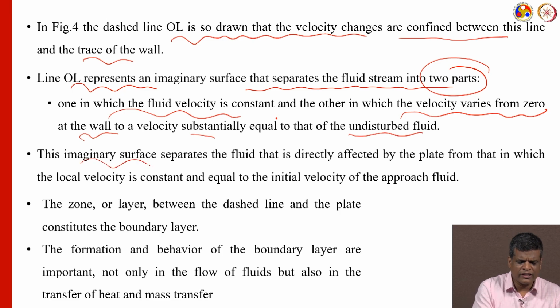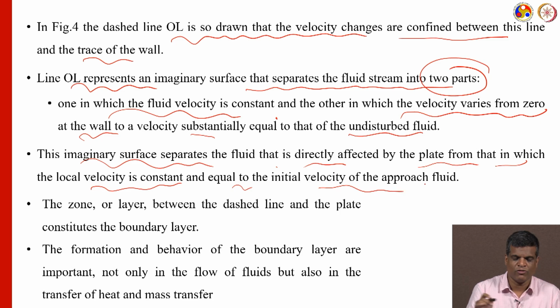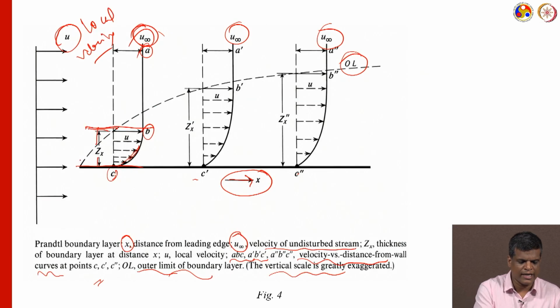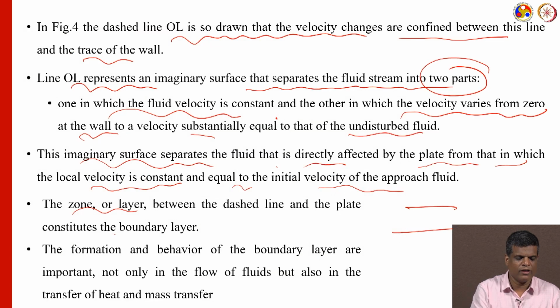So, the imaginary surface separates the fluid that is directly affected by the plate from the fluid in which the local velocity is constant, equal to the initial velocity of approach of the fluid. The zone or layer next to the plate, bounded by this dashed line, is called the boundary layer.